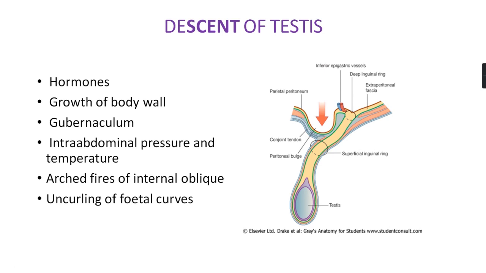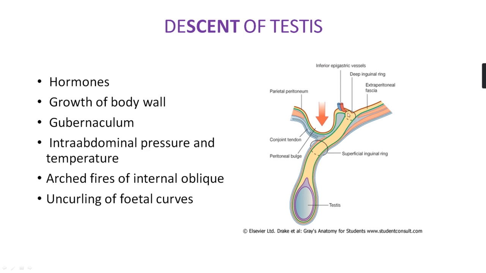Now something about the descent of the testes. There are many factors that are responsible for the descent of the testes. Before that, we know the testis is developed along with the mesonephros, at the level of vertebral level T12. However, it starts descent in the second month of intrauterine life. It reaches the iliac fossa at the third month.